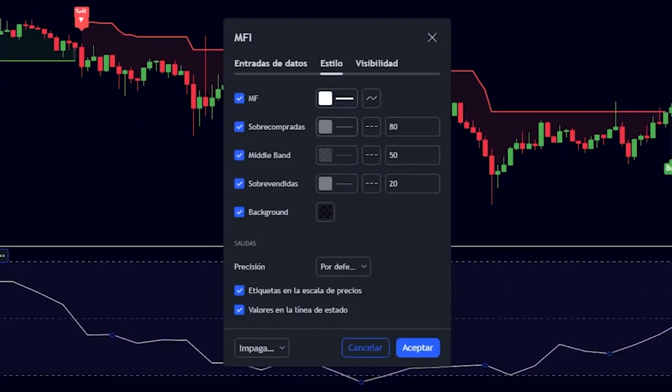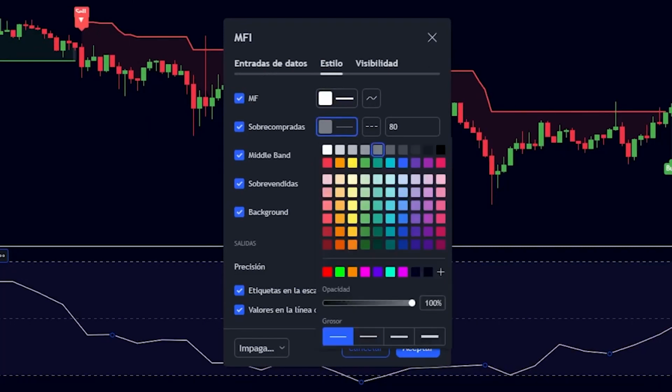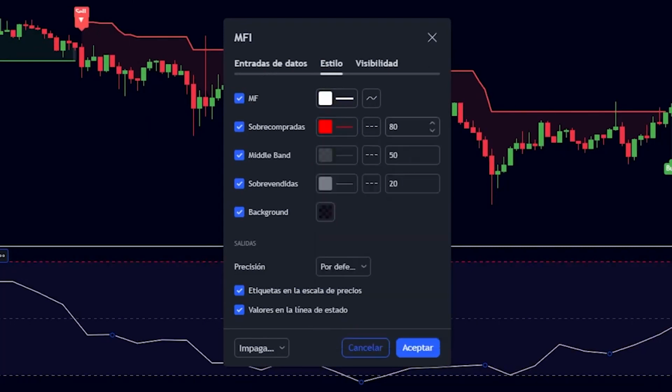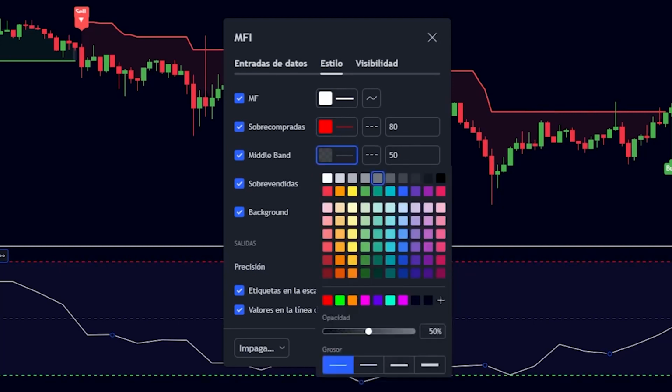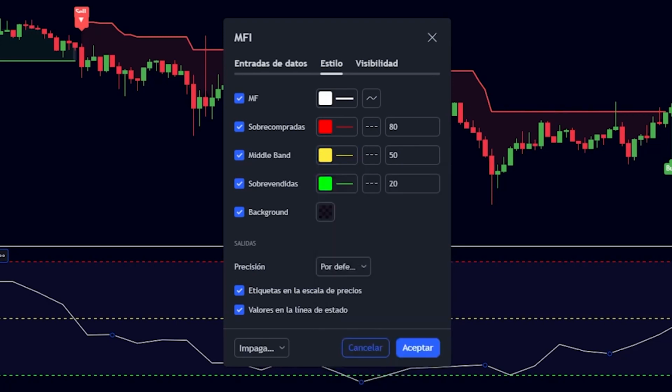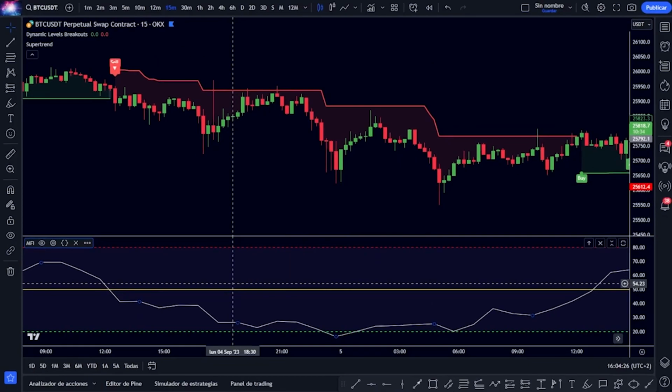We are going to style, where I will place it to my liking, the white line. The overbought zone I will place in red, as I always do with the oscillators, and here it is very important that the central part you mark in a more forceful way, since it will represent a kind of support and resistance zone that we will use to filter our operations.